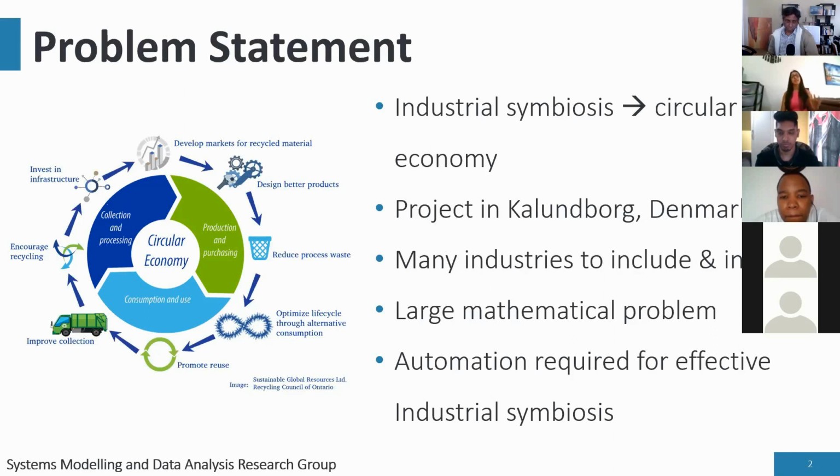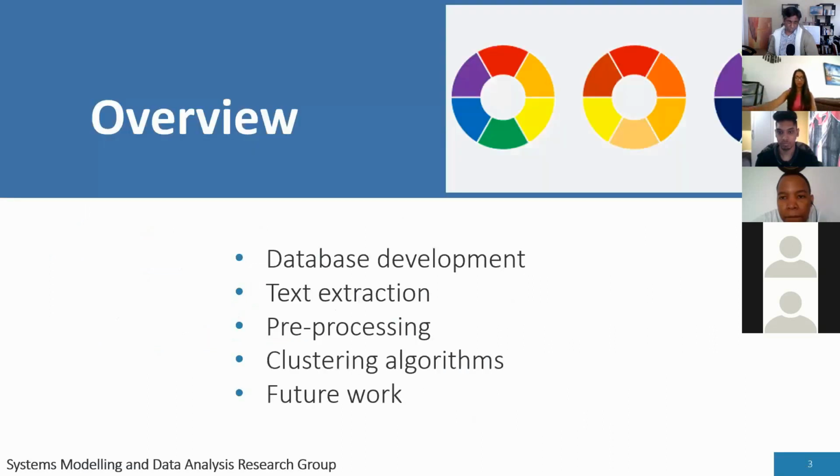So the point that I'm making here is that scaling up the project and including more companies leads to a really big mathematical problem. And this problem can be solved, or rather, effective industrial symbiosis can be reached, when we automate the grouping and matching process. That's where my work comes in. Today I will be taking you through a couple of the steps and processes that I've been working through, and I'm going to try and keep it as simple and as short as possible.